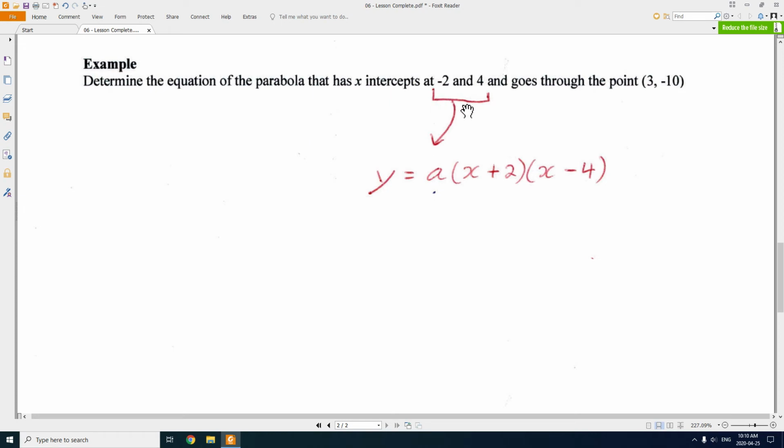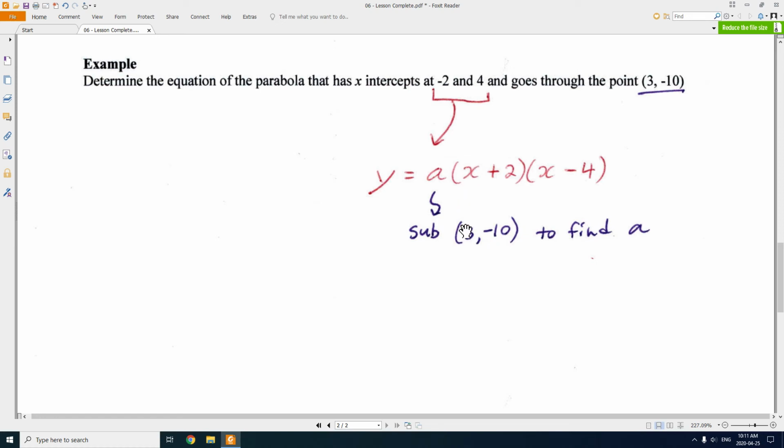So as soon as we're given the two x-intercepts, we know this part of our equation. The only thing we don't know is whether there is a coefficient. Is there an a value multiplying out front? That's where our last piece of information comes in. We're told this parabola goes through the point (3, negative 10). That means I have a point to work with, so I can substitute in the point (3, negative 10): replace x with 3, replace y with negative 10, and then we should be able to solve for a.